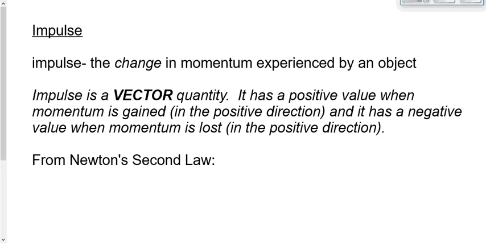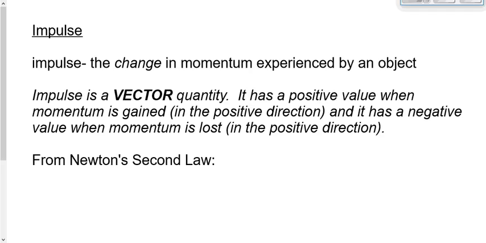Okay. Friday, we introduced the concept of impulse. We said impulse is the change in momentum experienced by an object. And now we differentiate that from straight momentum, which is the product of an object's mass and velocity at a specific moment in time. So momentum talks about a specific and instantaneous time, whereas impulse talks about a time interval, a change in momentum over a certain amount of time.